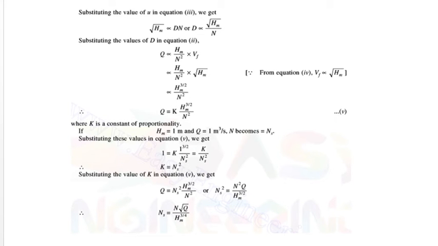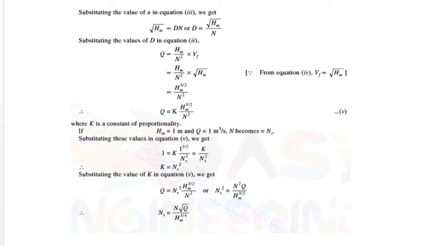So we can put the value of d from this relation into equation number 2, and after simplification we get Q directly proportional to K into Hm to the power 3 by 2 upon N square, where K is a constant of proportionality. So we have to calculate the value of this proportionality constant, and for this we put the value of Hm.